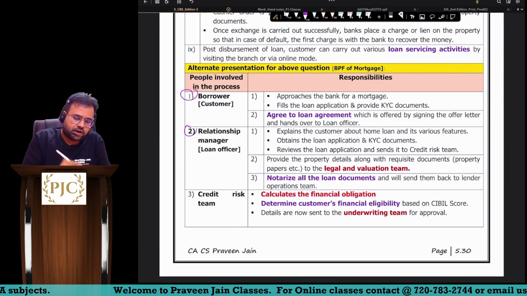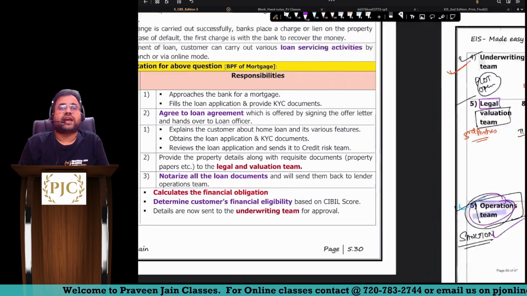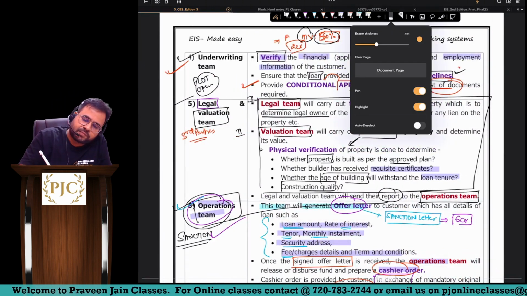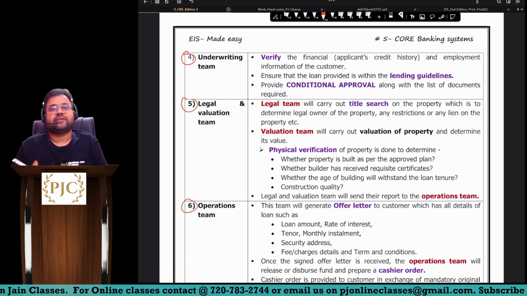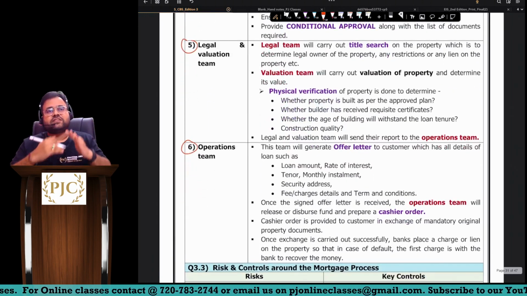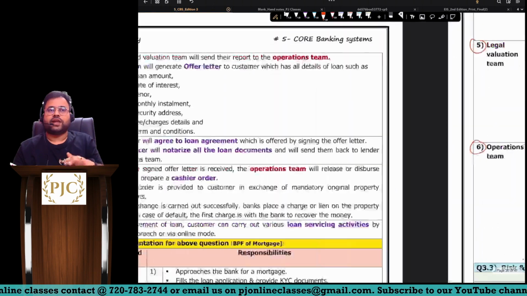So first is your borrower, obviously the customer. Then you have something called relationship manager. Then we have something called credit and risk management team. Then we have something called underwriting team. And then we have something called legal and valuation team. And then we have something called operation teams. So these are the six people who are playing important role in mortgages.